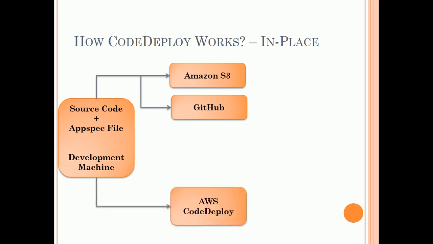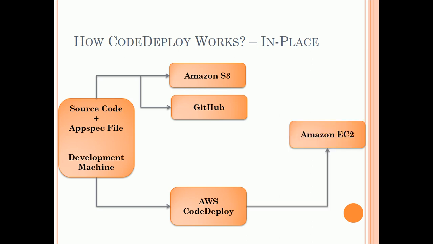Then we provide the deployment information to Code Deploy. Deployment information such as from where Code Deploy needs to fetch the revision, and on which instances it needs to deploy the application. Those types of information we will provide to AWS Code Deploy.